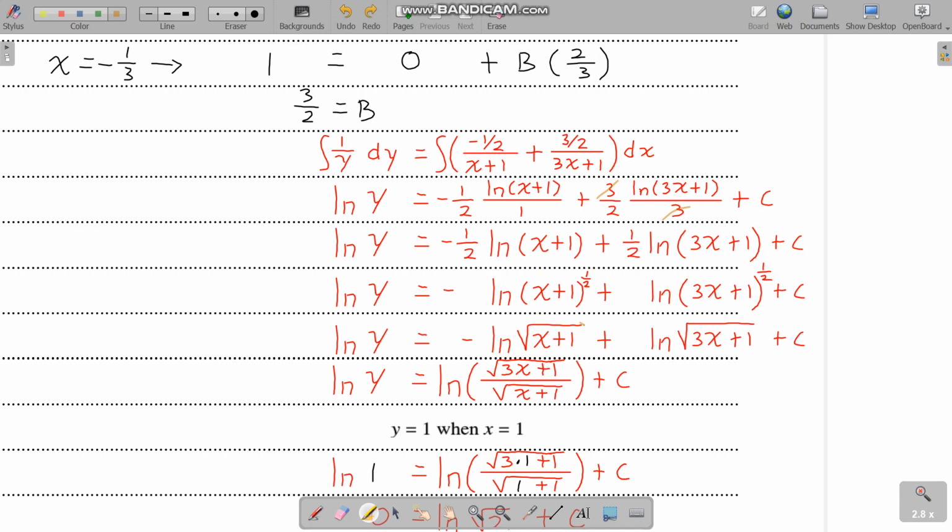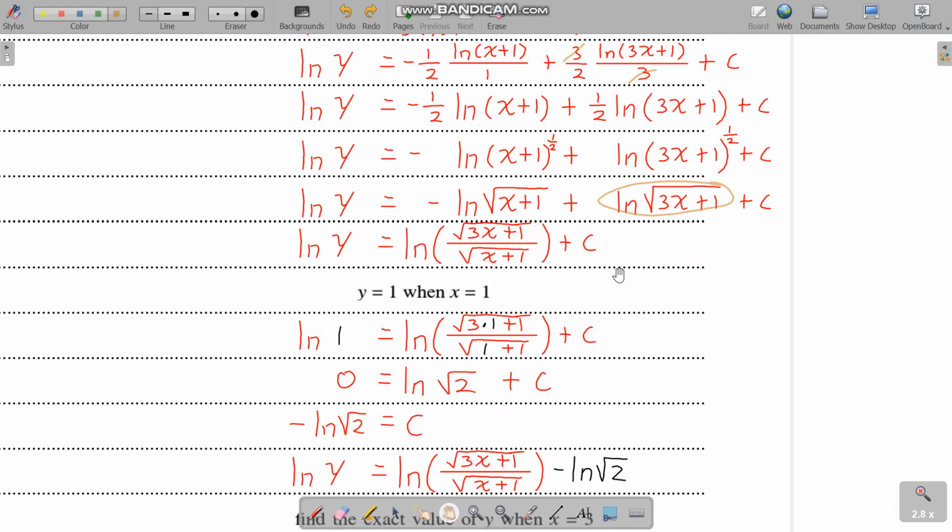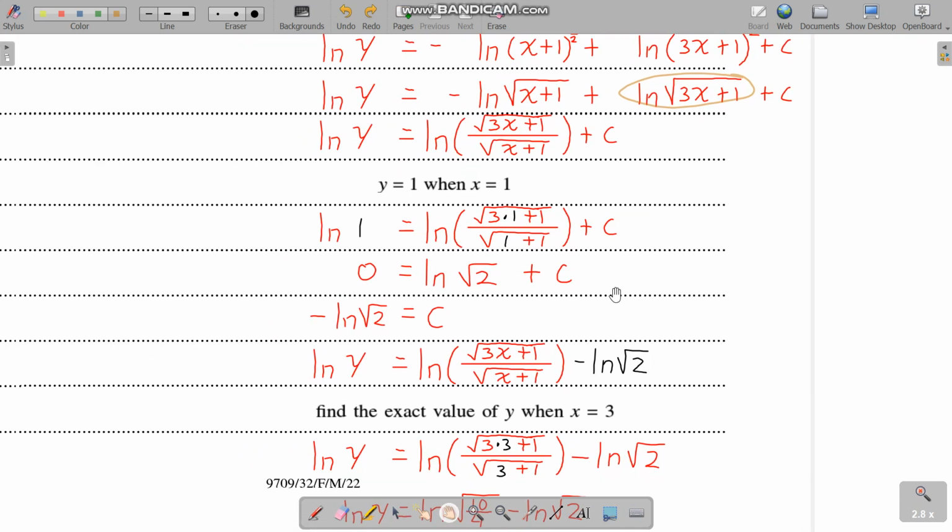To the power of 1/2 means square root. And now we have a subtraction. ln a minus ln b is ln a over b. We combine the logarithms, and now we can plug in the boundary condition. So when y is 1, x equals 1, replace the y and the x, and we can find the value of c. So ln 1 is 0, and if we plug in 1 here, we have root 4, which is 2, and this is root 2. So 4 over root 2 is root 2. Just use your calculator, you get root 2 here, and therefore c is minus ln root 2.